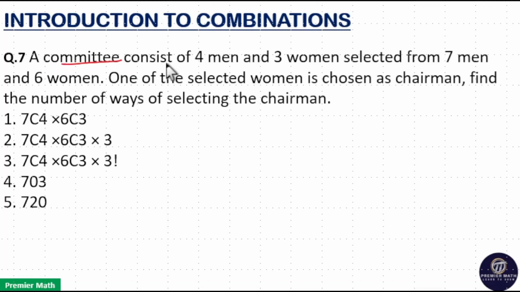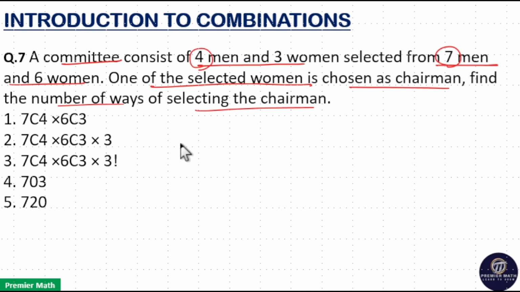A committee consists of 4 men and 3 women selected from 7 men and 6 women. One of the selected women is chosen as chairman. Find the number of ways of selecting the chairman. Here these 4 men are selected from the 7 men in 7C4 ways. Now these 3 women are selected from these 6 women in 6C3 ways. Now 7C4 into 6C3 is the possible selection of the committee.